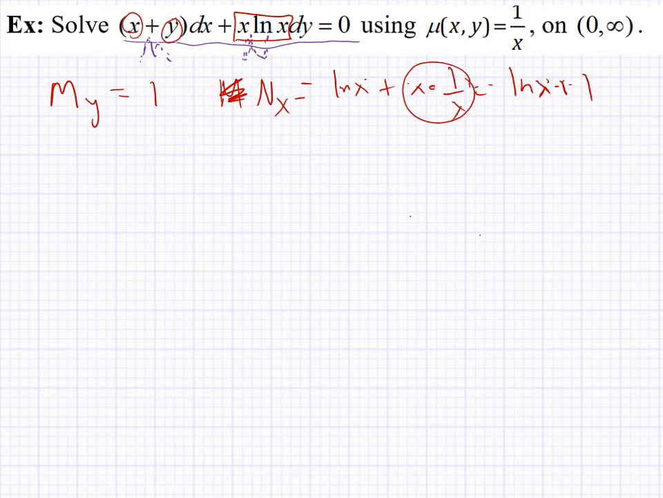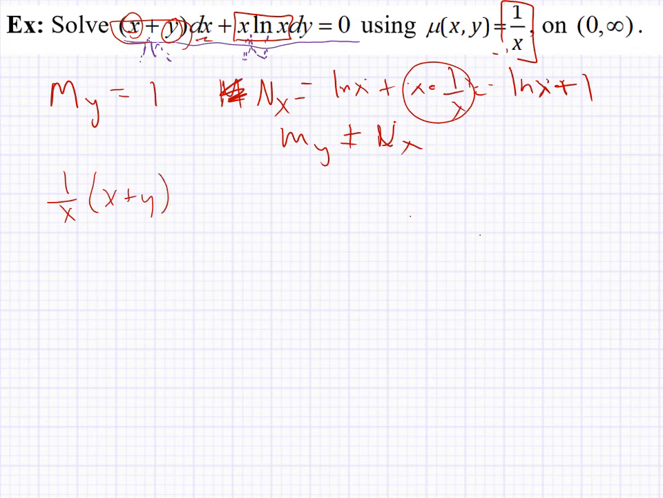And so clearly, they are not equal to each other. M_y does not equal N_x. So this is not exact. All right, but what if I multiplied everything through by 1 over x? So if I multiplied everything through by 1 over x, what's going to happen here? Well, I look at M now: it would be 1 over x times (x plus y). That would be my new M, and my N would be 1 over x times x ln x, which ultimately would just be ln x.